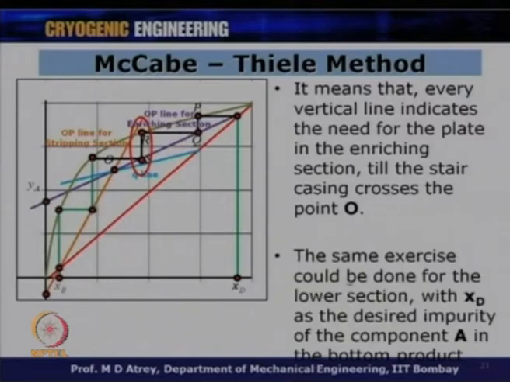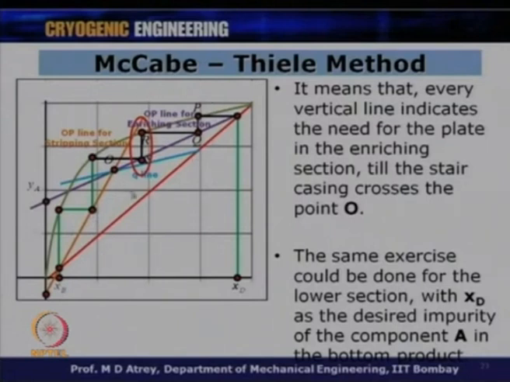The same exercise could be done for the lower section with XD as the desired impurity of component A in the bottom. So, I will do the same thing. I will go vertical over here, look at the point of equilibrium, go down here, locate Yn corresponding to y, locate xn plus 1 on thermal equilibrium, and go down here.